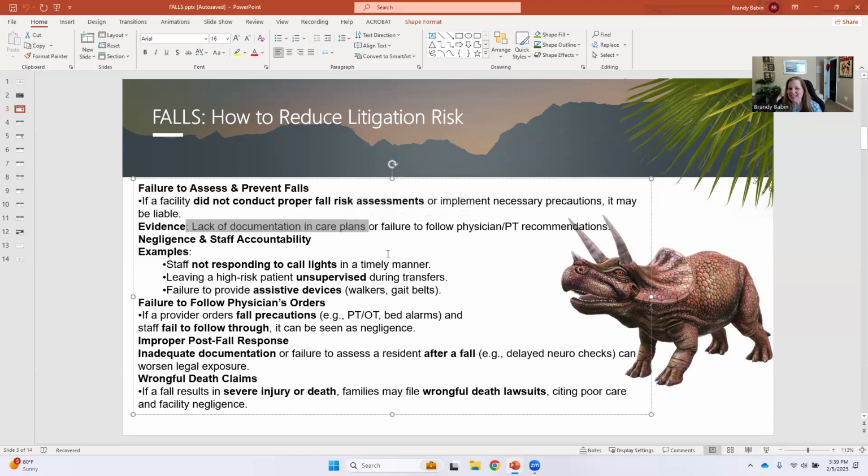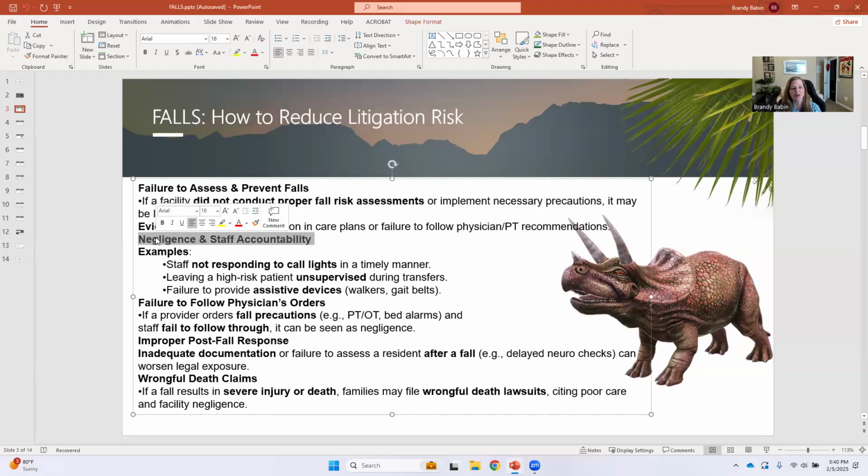That's on the facility side. Or failure to follow physician or nurse practitioner recommendations. So that's a big deal. If we're making recommendations, we should be following up to make sure that they've done it. If we say have therapy evaluate them, we want therapy to evaluate them, and we want to go back and check that that was done. If we say we want a bed alarm on them, we want a bed alarm on them. If we discontinued it, then it should be discontinued. But if we say we want it there, that's our job to go back and make sure that it's there.